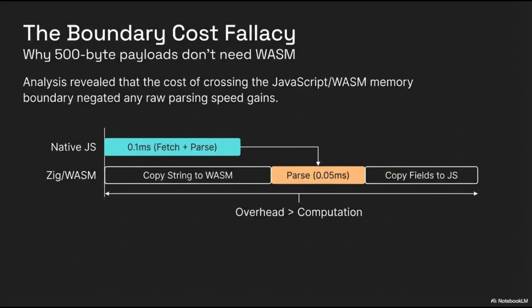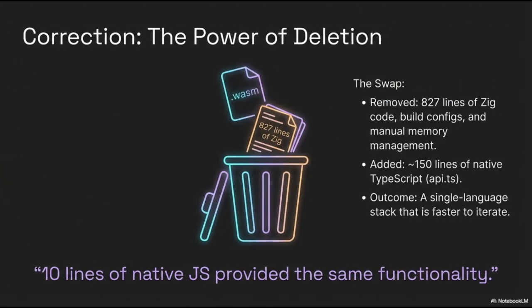While it is true that low-level languages like Zig can parse data much faster, clocking in here at just 0.05 milliseconds, the raw parsing speed does not tell the whole story. Our analysis shows that the cost of crossing the memory boundary between JavaScript and WASM is significant. You must account for the time spent copying the string into the WASM heap and then copying the resulting fields back out to the JS environment. When these steps are aggregated, the total overhead actually exceeds the actual computation time, making native JavaScript the more efficient choice for small-scale tasks.